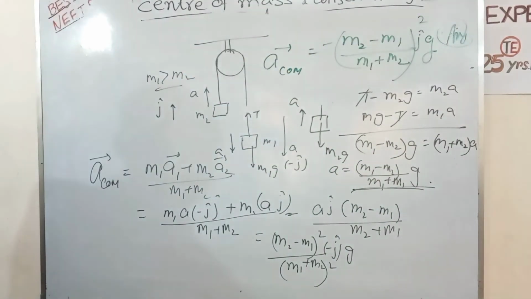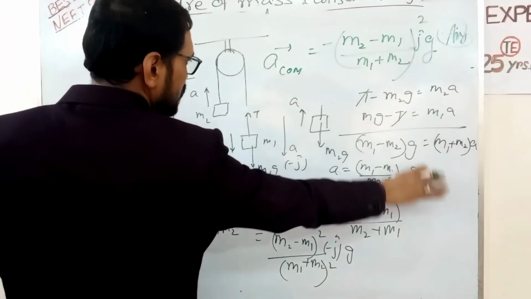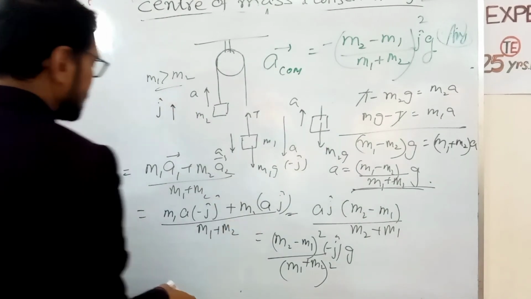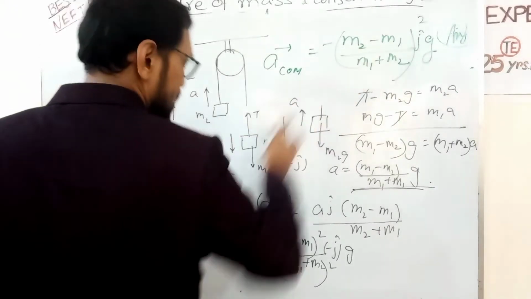This is the answer. Just first find the magnitude from Newton's laws of motion. We get the acceleration of the whole of the two blocks, same acceleration. Now just apply this formula, and we get the value of this.